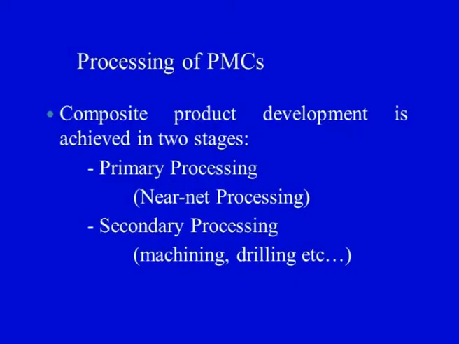As you can see on your screen, the composite product development is achieved in two stages, that is primary processing and secondary processing. In primary processing we have near net processing, and in secondary processing we go for machining, drilling and joining. There are other secondary processes too, such as sometimes we want to do some surface treatment of the final surface which has been made.